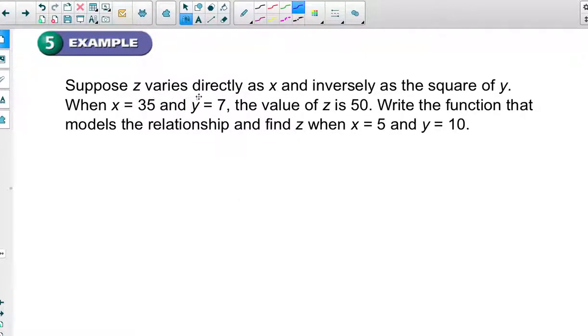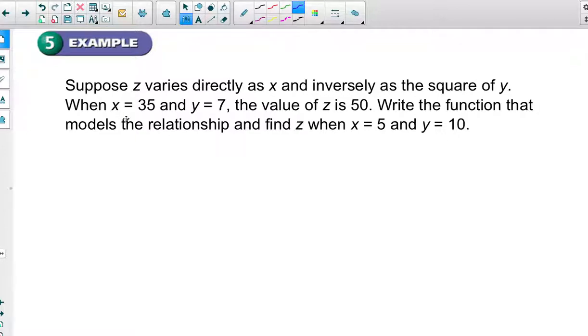Suppose z varies directly as x and inversely as the square of y. So it's varying directly as x, and it varies inversely as the square of y. When x equals 35 and y equals 7, the value of z is 50. Write the function that models the relationship and find z when x equals 5 and y equals 10. Okay, so there's a lot going on there.